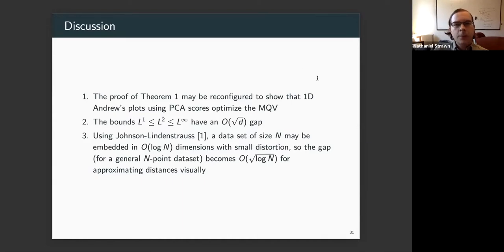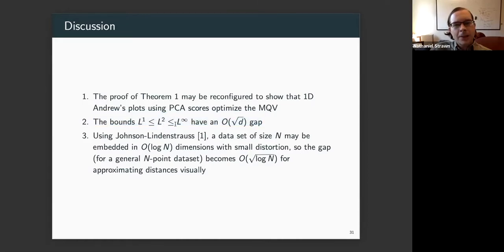So, discussion. The proof of theorem 1, you can actually reconfigure it to show that 1D Andrews plots using PCA scores optimize the mean quadratic variation. In the original 1972 paper by Andrews, he said you could use these, but there was no reason why. It just seemed like a good idea. Seems reasonable enough. This work actually shows that one thing it does when you do that is that it produces a map that optimizes this mean quadratic variation.